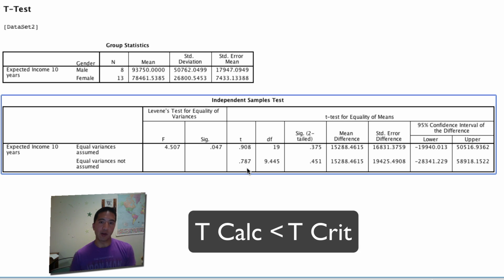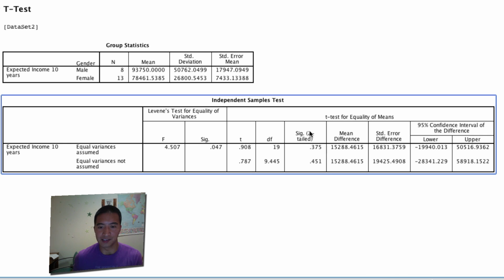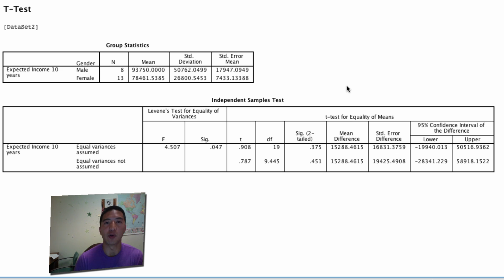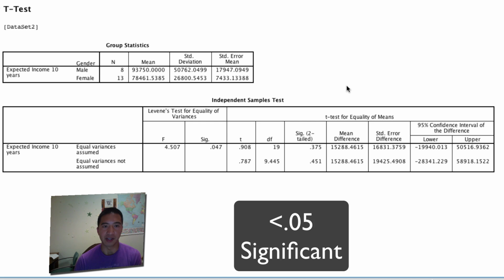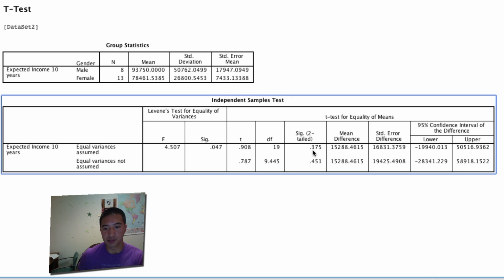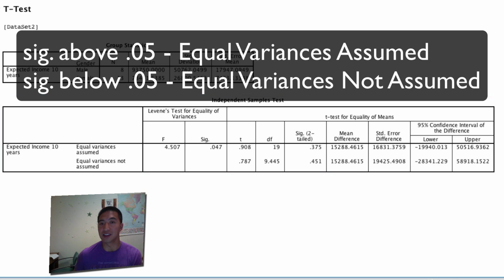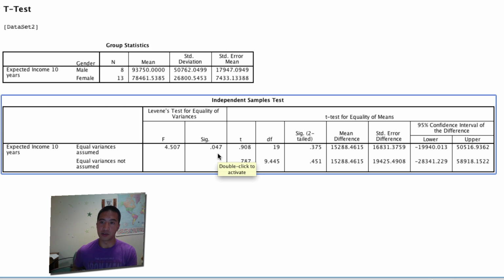However, if we wanted to use SPSS, as we should, because it is a wonderful tool, we would look at the significance, two-tailed. Significance is the p-value, and we always want it to be less than 0.05, meaning we are rejecting the null hypothesis 95% of the time. Unfortunately, the significance here is 0.37 if we did equal variances assumed, and 0.451 if we do equal variances not assumed, which is what we'll be using because significance is lower than 0.05. So we move down a row. 0.45 is greater than 0.05. Therefore, we now know that the relationship between gender and expected income in 10 years is not significant.